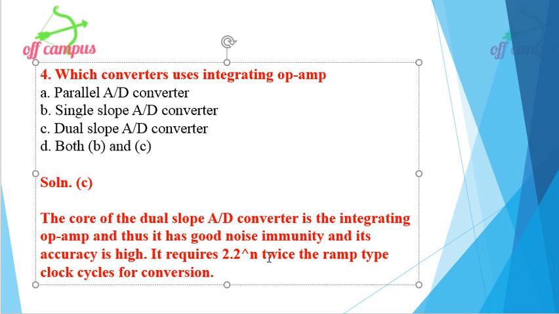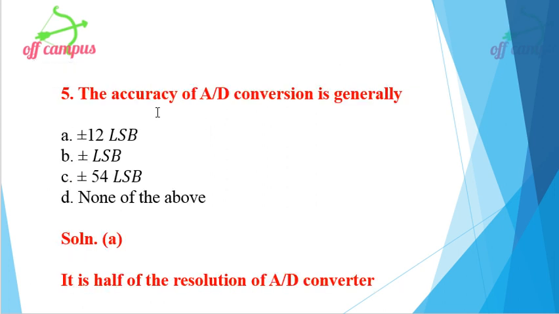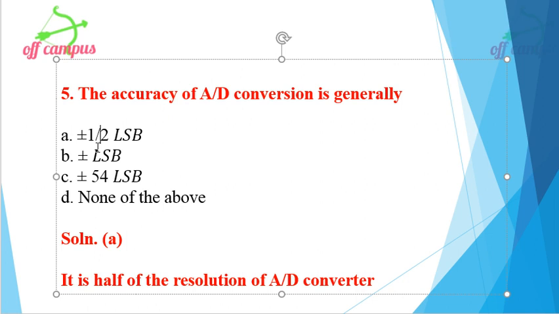Then question number 5. The accuracy of analog to digital conversion is, what is the accuracy? Accuracy is solution A. The accuracy of AD conversion is generally plus or minus half LSB, least significant bit. It is half of the resolution of the AD converter, which is option A, plus or minus half LSB.